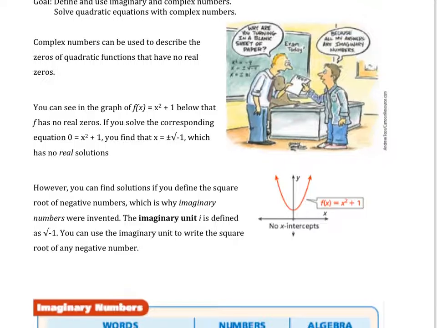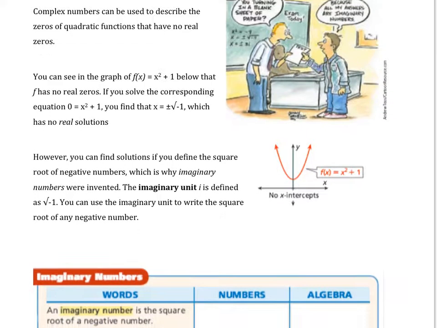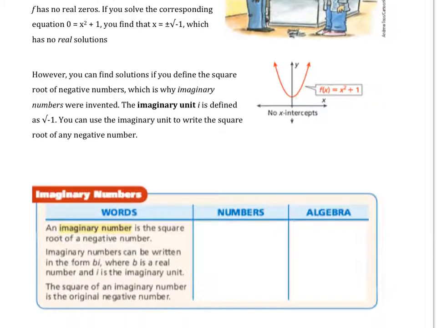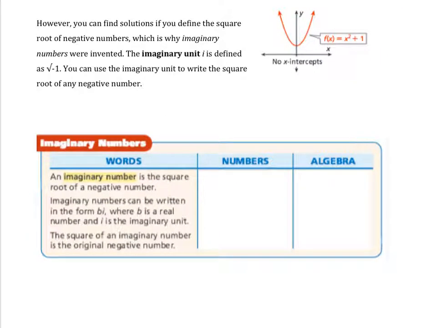So if we look at x squared plus 1, you can see this graph does not cross over the x-axis, so there are no x-intercepts, so there are no real zeros. When we set it equal to 0, we get x squared equals -1, or x equals plus or minus the square root of -1. The square root of -1 is the imaginary number. The unit is i. We can write the square root of any negative number using the imaginary unit.